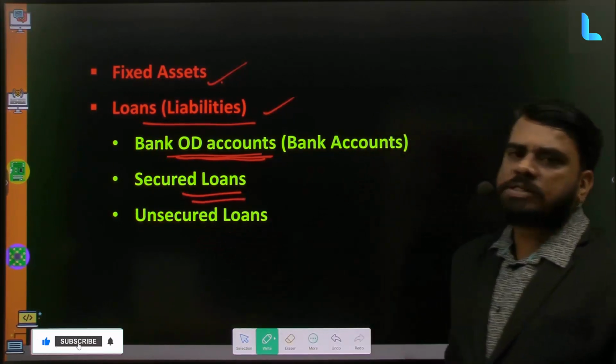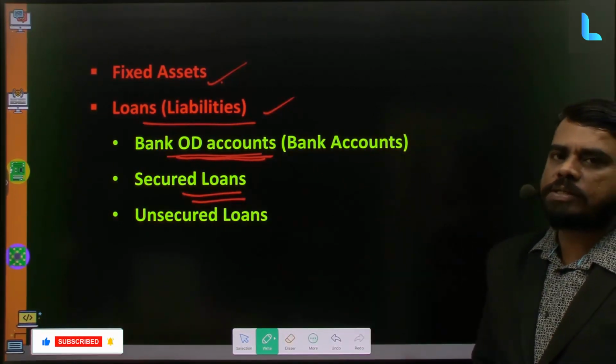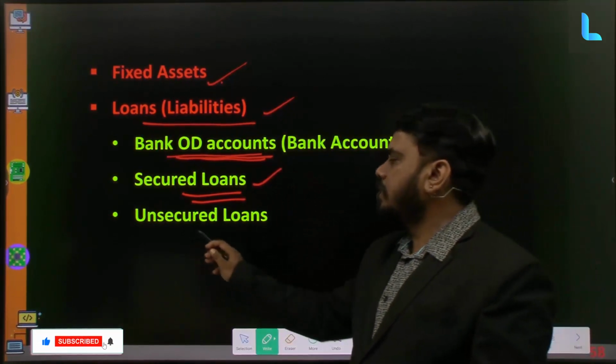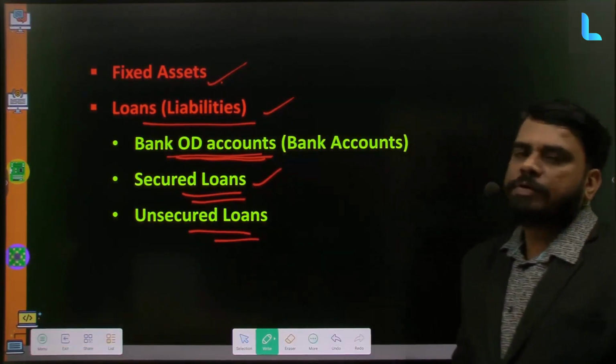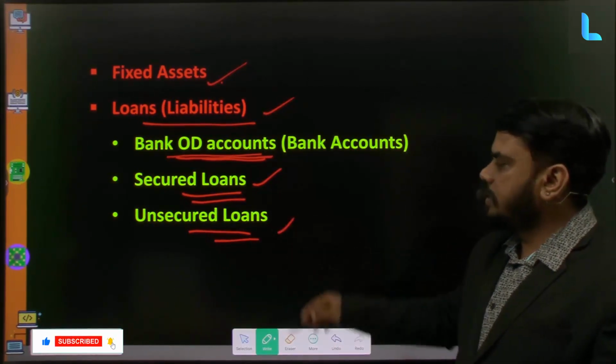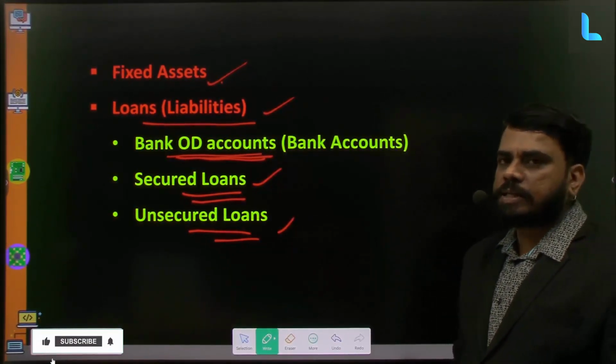Then next is secured loans. Secured loans are nothing but loans taken on some security, that is by providing documents. Unsecured loans are the loans taken without any provision of documents or anything, just verbally taking up. They are called unsecured loans.